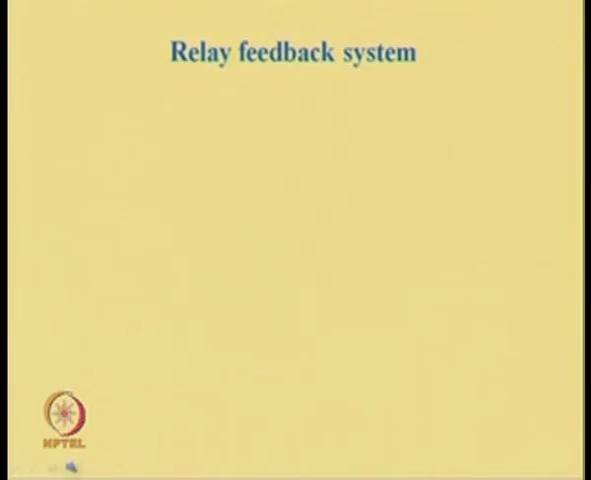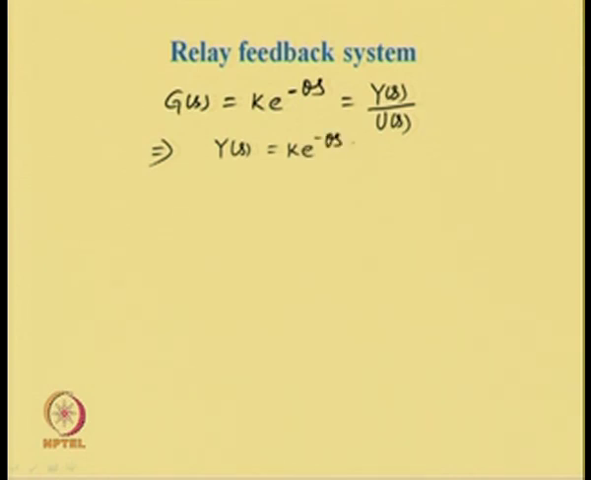of systems. As for example, first we shall consider a very simple system given by G(s) equal to k e to the power minus theta s. We know that G(s), the transfer function of the system, is the ratio of the Laplace transform of output to the Laplace transform of the input, Y(s) upon U(s), which can ultimately be written in the form of Y(s) is equal to k e to the power minus theta s U(s). Taking inverse Laplace transform now, I get y(t) is equal to k u(t minus theta).